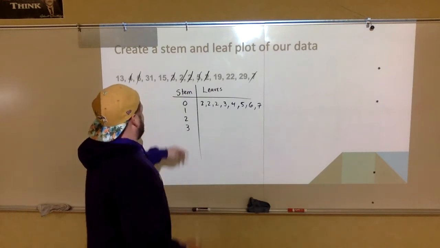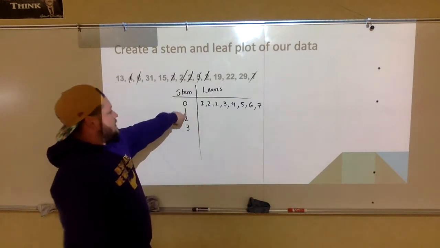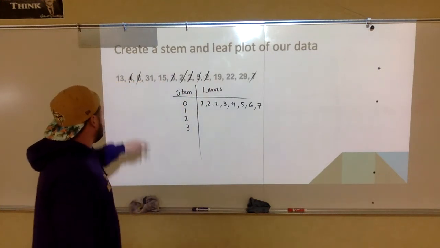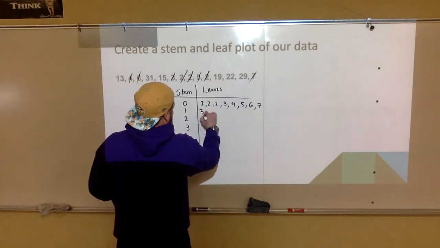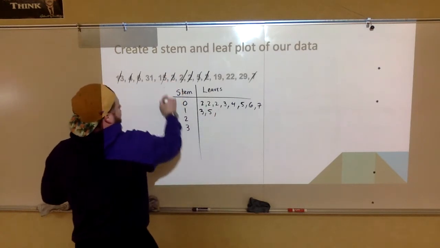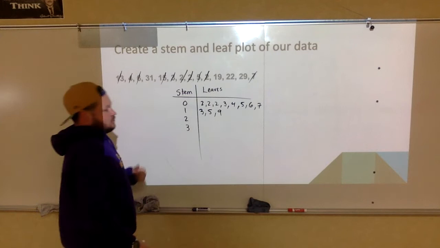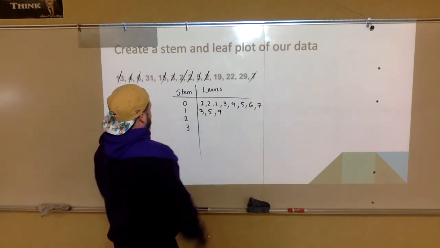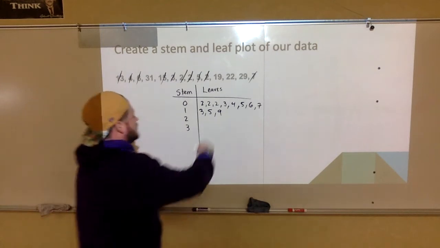Now we're going to look at all my numbers with a 1 in the tens place. So like 19, 15, and 13, I'm going to list those. 13 is the lowest, so that goes first. Then it'd be 15, and then it'd be 19. Remember, we read these 13, 15, 19. Those all look like they're done with now.